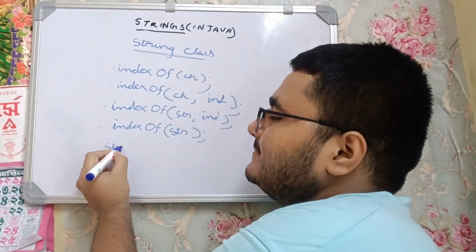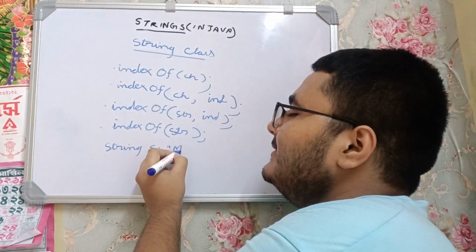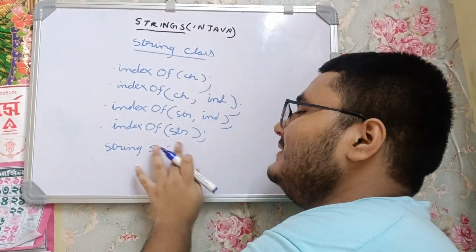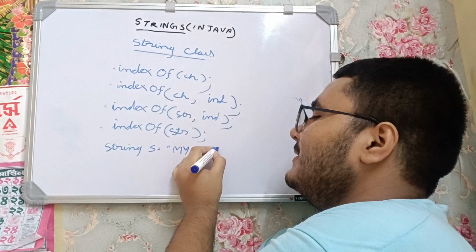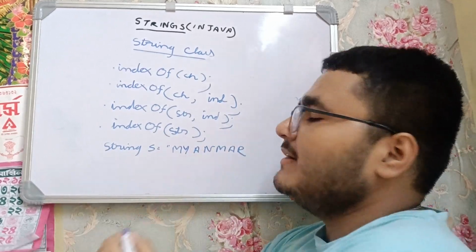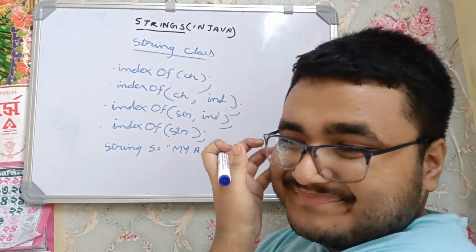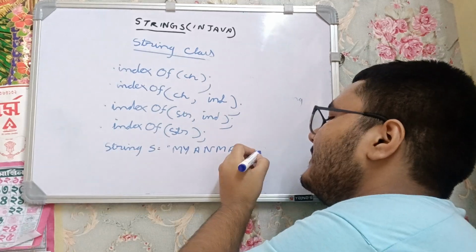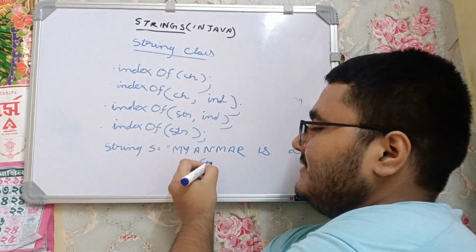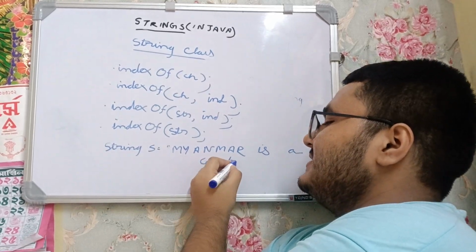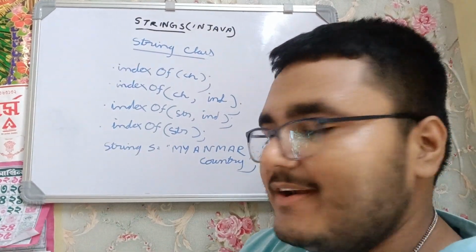If I am writing string s is equal to "Myanmar is a country", I am taking a random string.